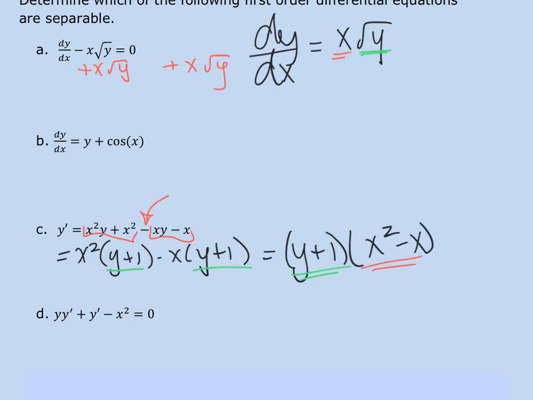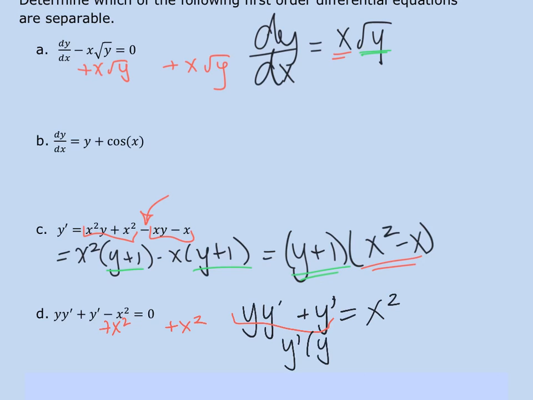On this example, I'm going to go ahead and move the x squared to the other side of the equal sign, so I'm going to add x squared to both sides. I'm going to be left with y prime plus y y prime equals x squared. Now recall from Calculus 1 that dy/dx I can replace with an equivalent notation, which is y prime. So now I'm going to factor out the y prime, and I'm left with y prime times y plus 1 equals x squared.